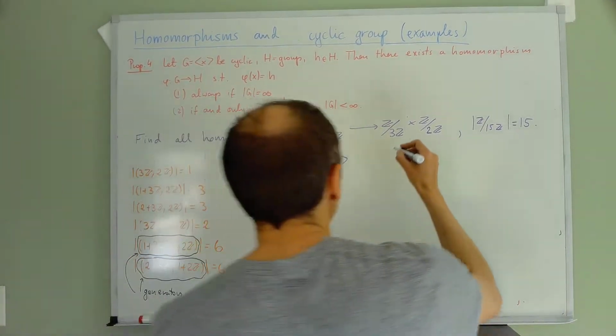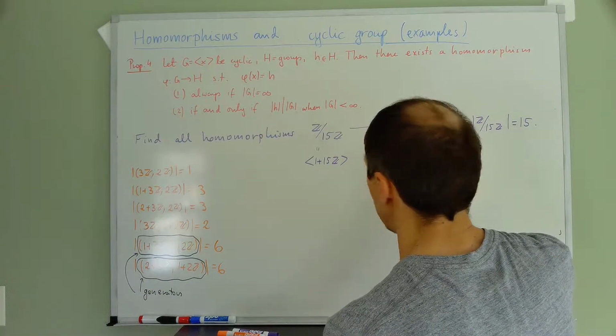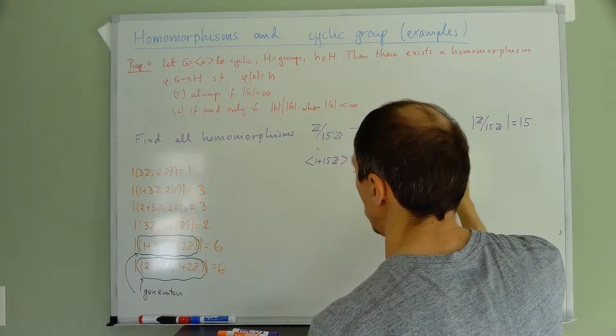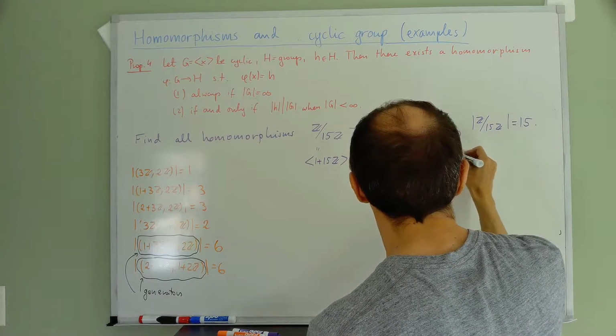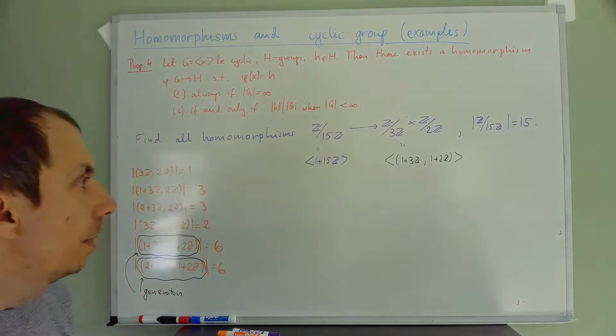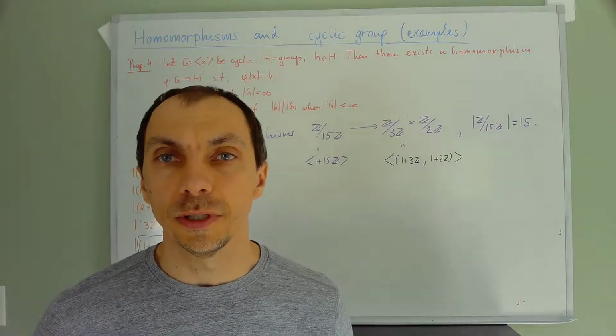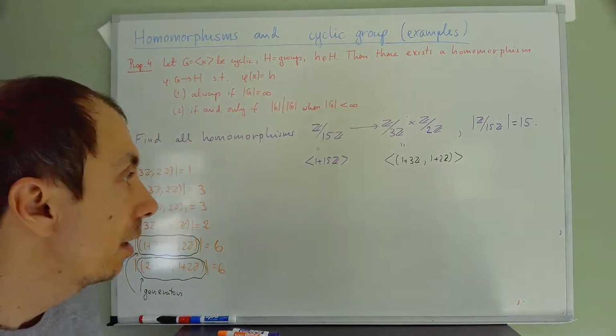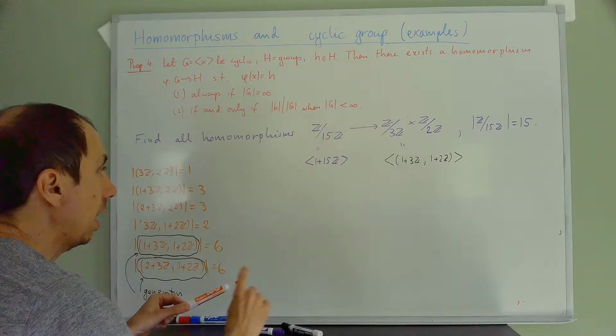Okay, so I could write this as, let's say, 1 plus 3Z, 1 plus 2Z, a cyclic group. But for finding all the homomorphisms, it doesn't actually matter. All that matters is the orders.